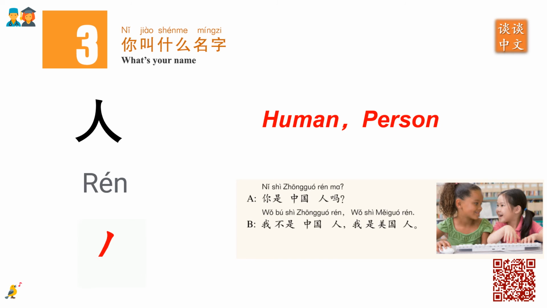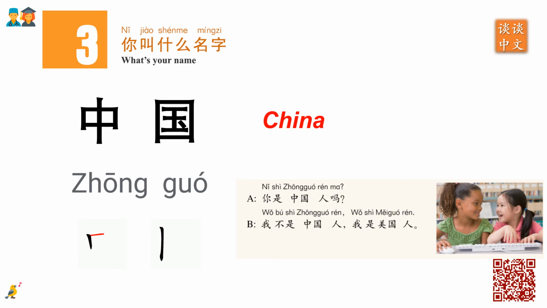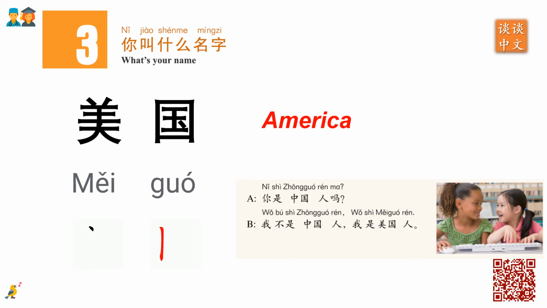Let's practice. 人 is human, very simple to write. 中国, China. 国 means country. 中国, China. 美国 is America. This is how we write. Practice this as much as possible.